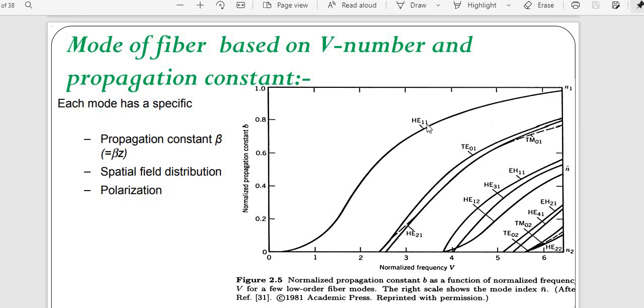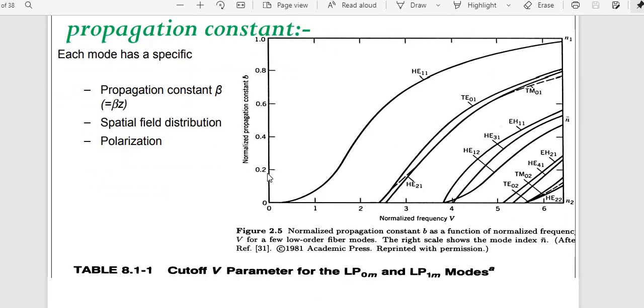So phi is equal to 1 and R is equal to 1. We got this. Then phi is equal to 0 and R is equal to 1. We got this. So when we keep on increasing the V number, this is the graph we need to get. This is a function of normalized frequency for a few low order fiber modes. The right side shows the mode, how many modes N value you have.